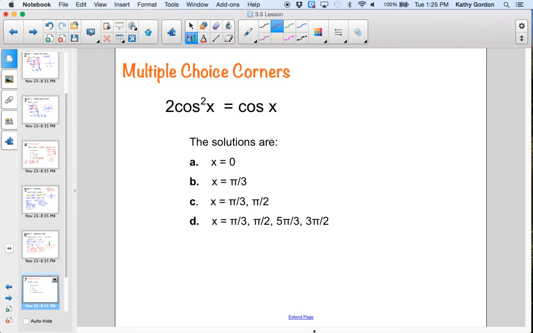All right, it's your turn again. Two cosine squared x equals cosine x. Decide which of those is going to give you the right set of solutions.